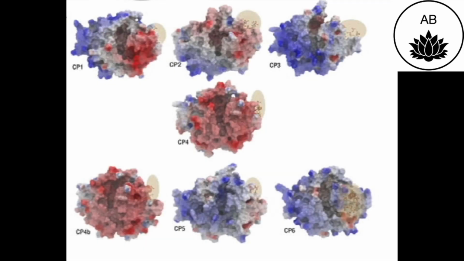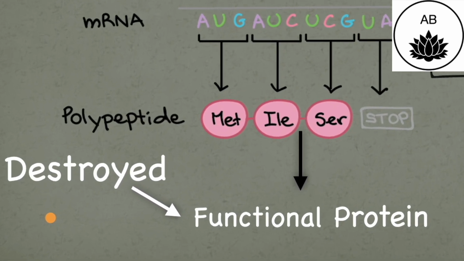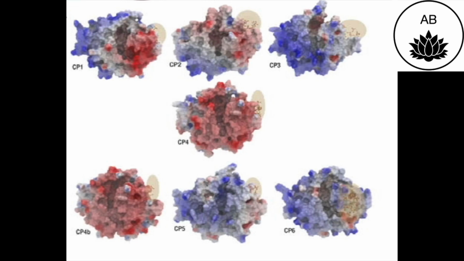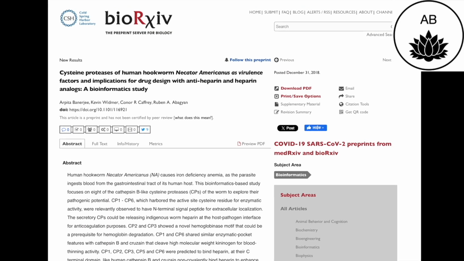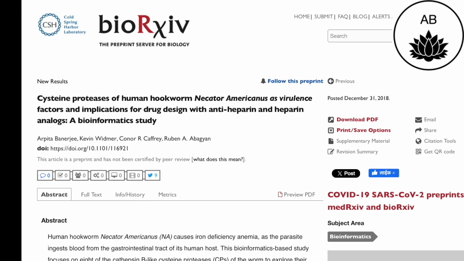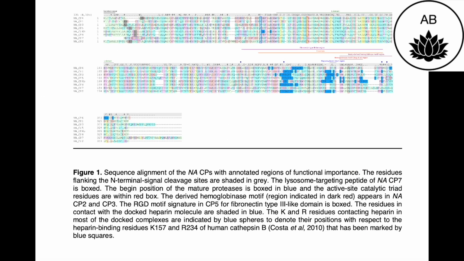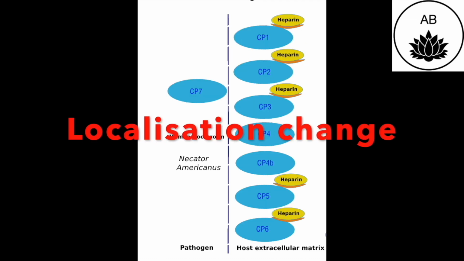Now let's get back to the topic which was being discussed. Cysteine proteases. Cysteine proteases are essentially protein degrading enzymes, that is, they're capable of destroying other proteins. These enzymes have cysteines in their active site. This bioRxiv preprint documents the molecular characterization that I did of the 7 cysteine proteases found in human hookworm.